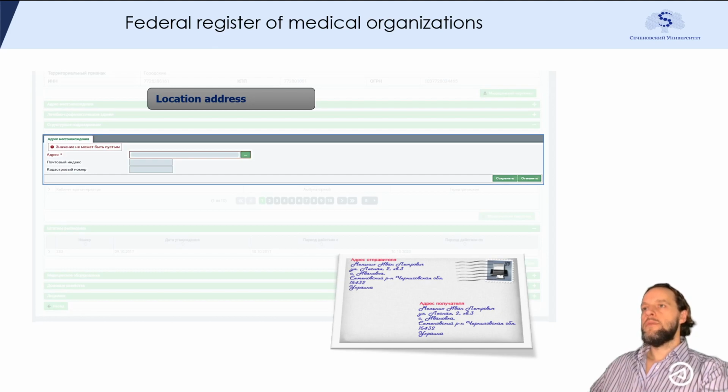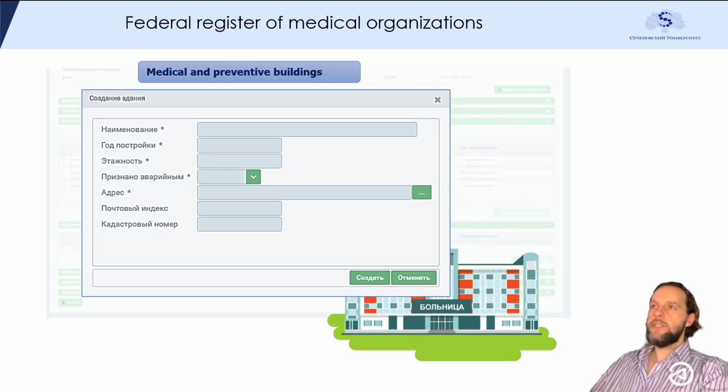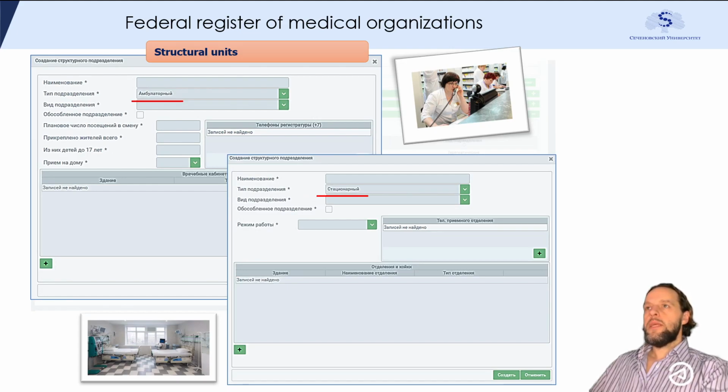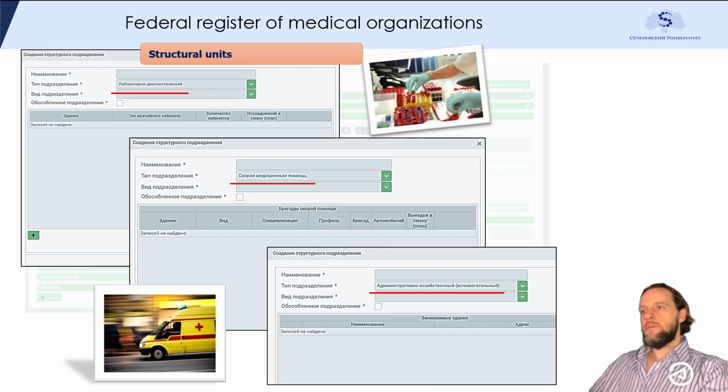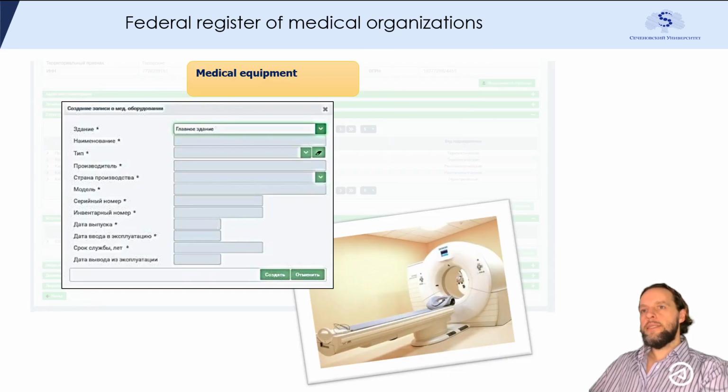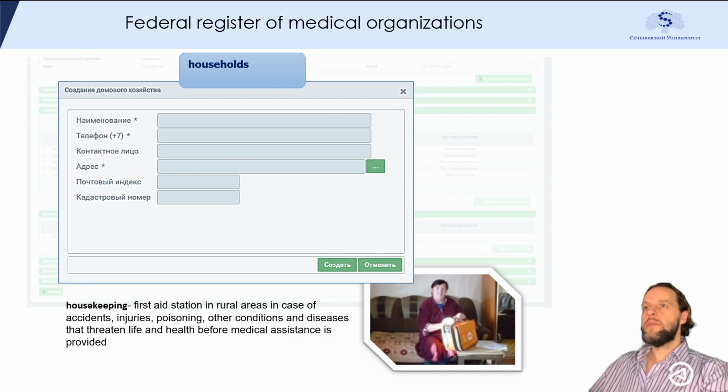There could be different locations for different divisions of a medical organization. All these buildings are kept in the system, and all the structural units are described in all detail. So all this data could be analyzed, and you can check if this medical organization has some specific type of medical equipment to provide the necessary level of medical help.